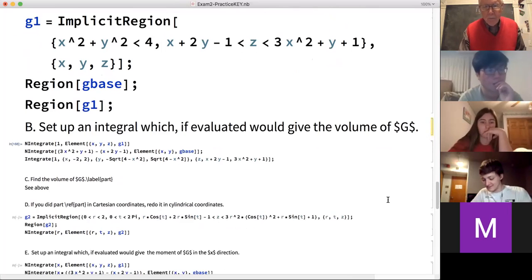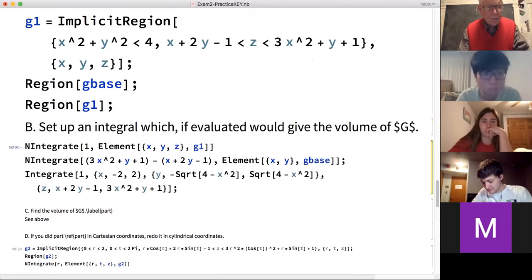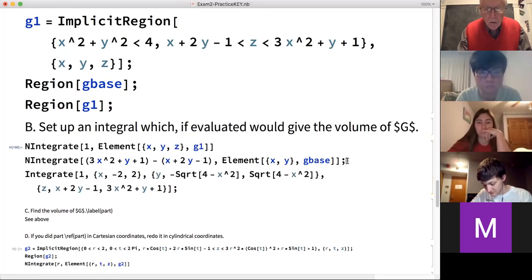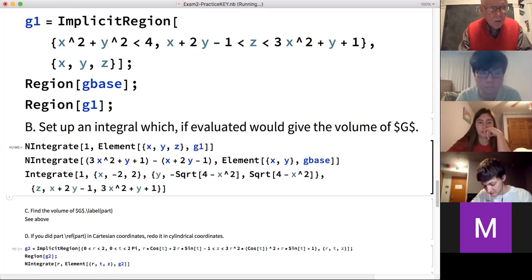We want to find the volume. And again, there are billions of ways of finding the volume. So we can integrate the one function over the entire region, G1. Or we can integrate the difference between those functions over the base. Or we can set up an iterated integral to do it. And notice I didn't use NIntegrate there, I just used Integrate. So that's going to give an exact answer using standard integration techniques.